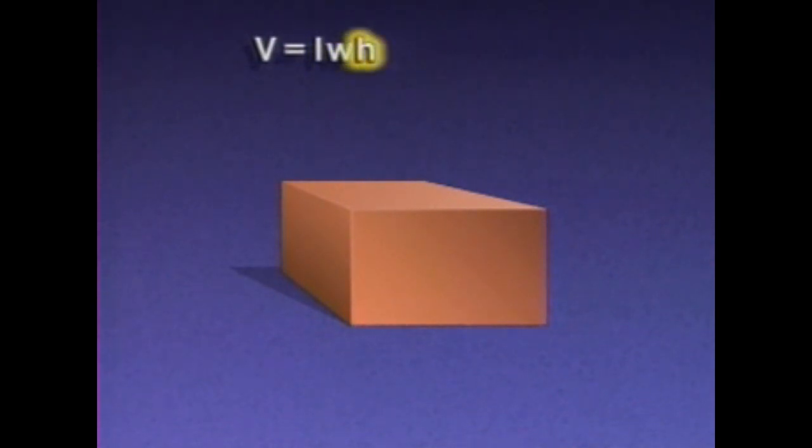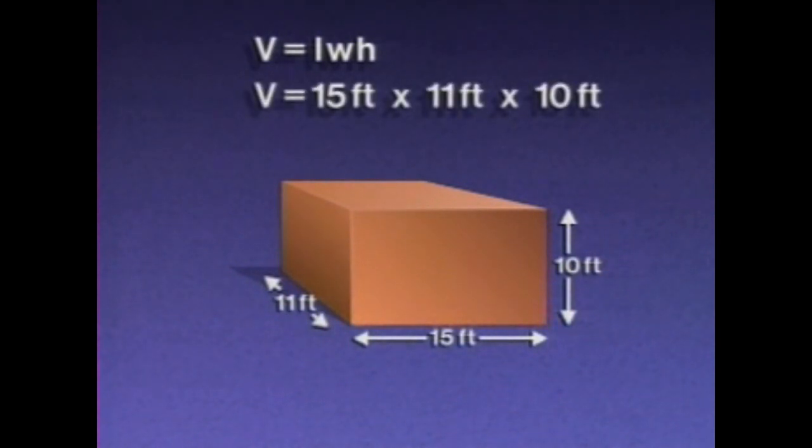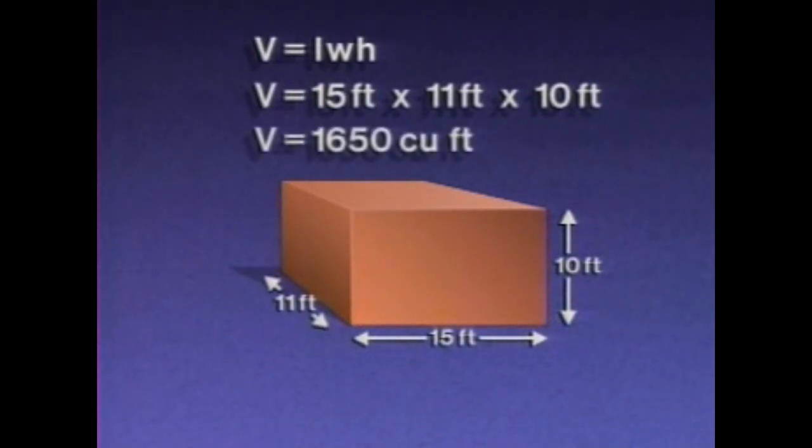times height, H. To find the volume or capacity of a rectangular tank that is 15 feet long, 11 feet wide, and 10 feet high, we multiply 15 feet times 11 feet times 10 feet, and find the volume of the tank to be 1,650 cubic feet.